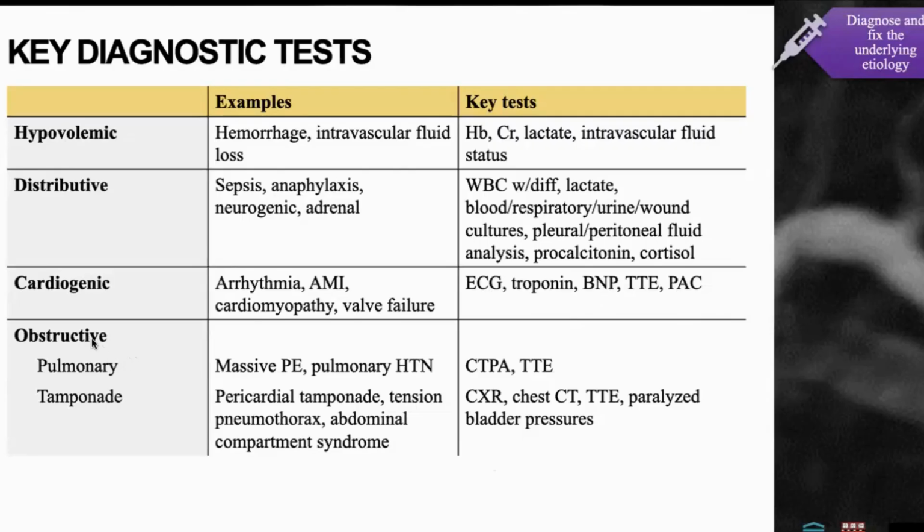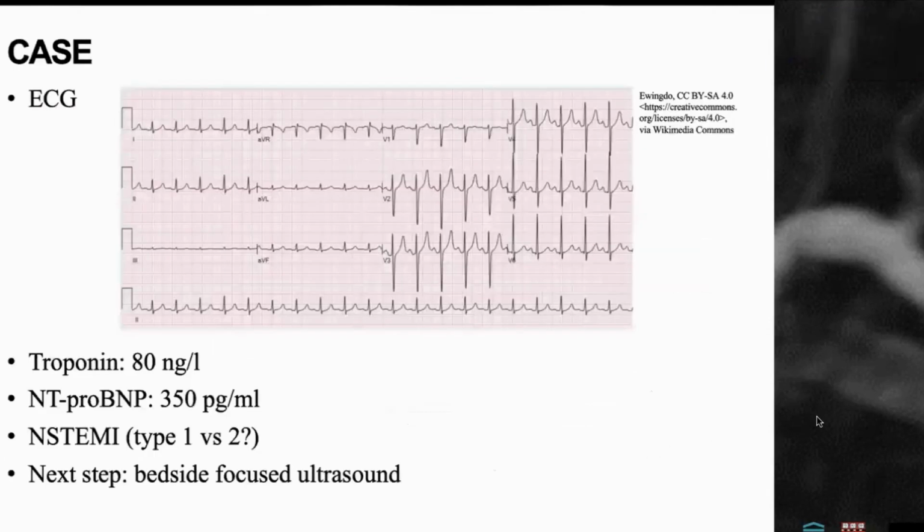When we're talking about obstructive shock, right? If you think you have a PE, get a CTPE. That's pretty self-explanatory. If you think someone has tamponade, get a chest X-ray, get a chest CT, get an echo for sure in both of these causes. And then if you think they have abdominal compartment syndrome, you should get paralyzed bladder pressures to be accurate. All right, that's a lot of information, but we'll work through it.